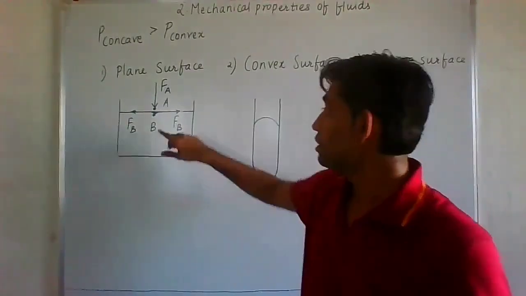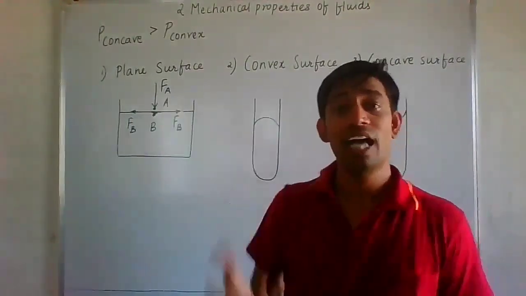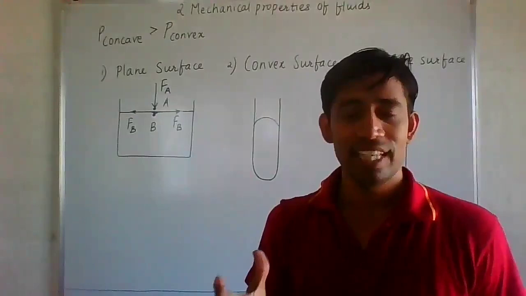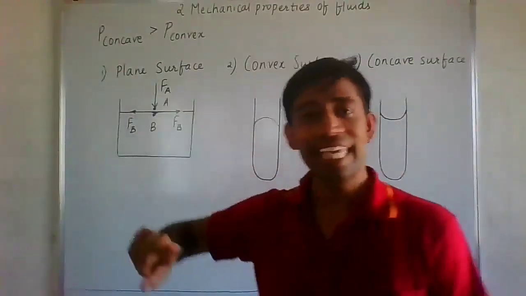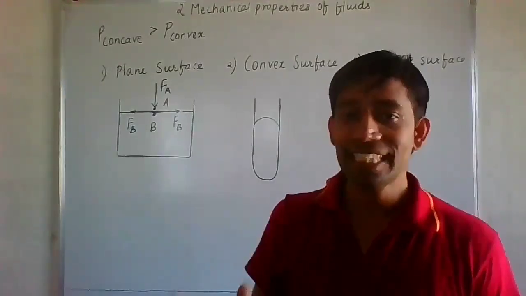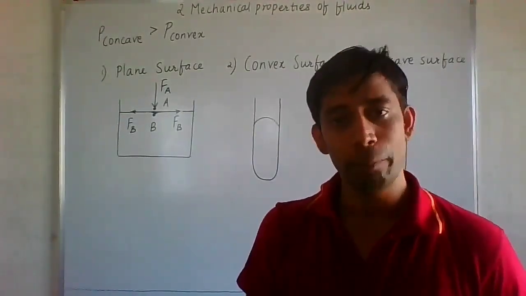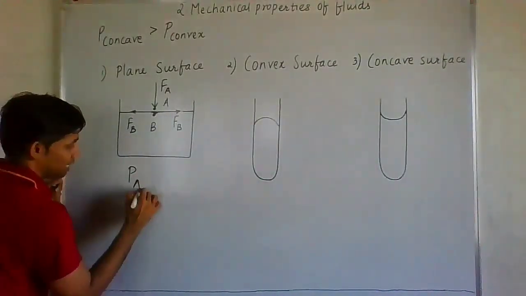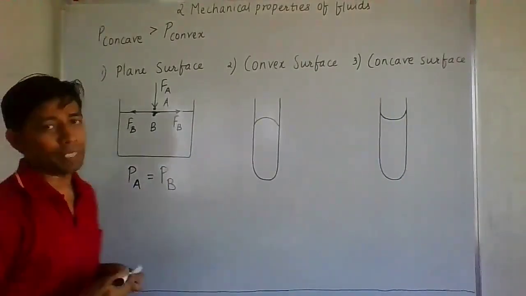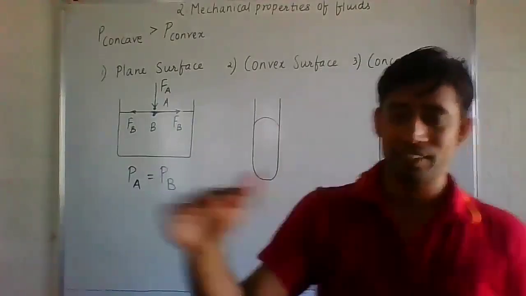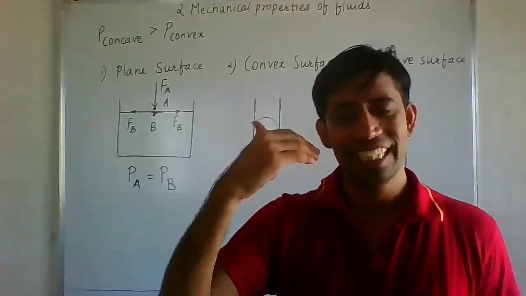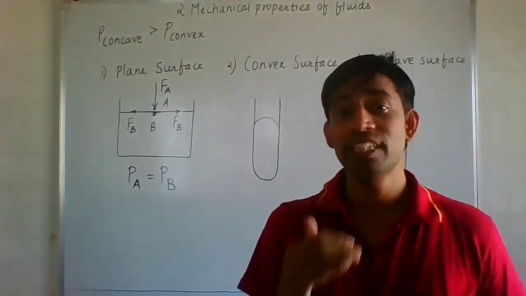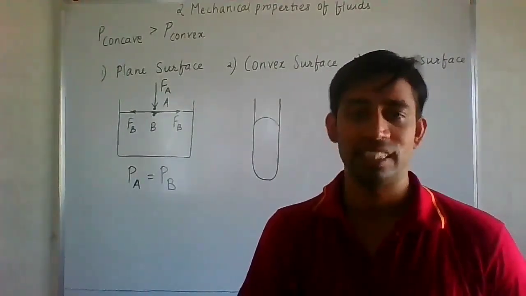Clear? So if I ask you what is the force on B, the answer is it is the same as A. So what do we conclude from this? The forces on A and B are the same. Hence, the pressure on A as well as the pressure on B will also be considered the same. So I will write pressure at point A is equal to pressure at point B. So in the case of a plane surface, the pressures on a point inside the liquid as well as outside the liquid have to be considered the same, with the condition that they should be quite near to the surface.